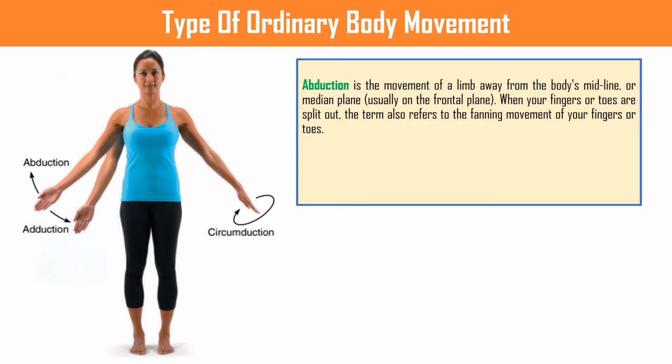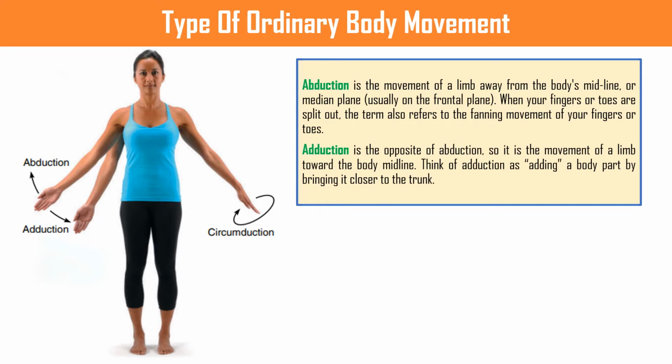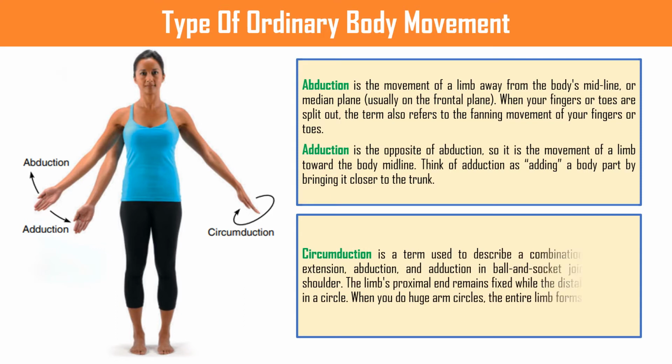Next is abduction. Abduction is the movement of a limb away from the body's midline or median plane, usually in the frontal plane. When your fingers or toes are spread out, the term also refers to the fanning movement of your fingers or toes. Adduction, another term, is the opposite of abduction, so it is the movement of a limb towards the body midline. Think of adduction as adding a body part by bringing it closer to the trunk.